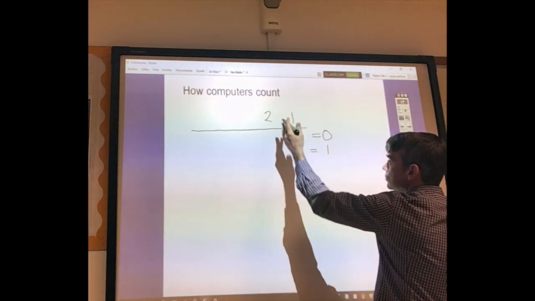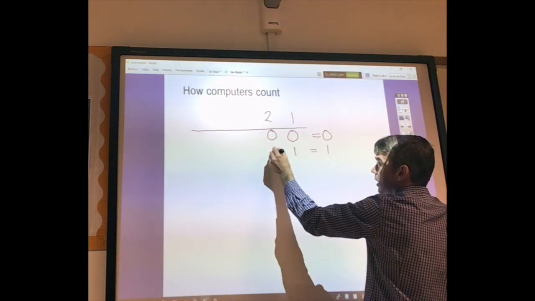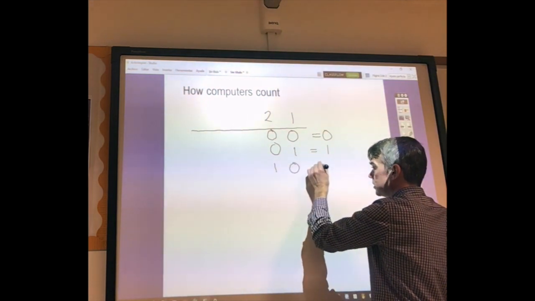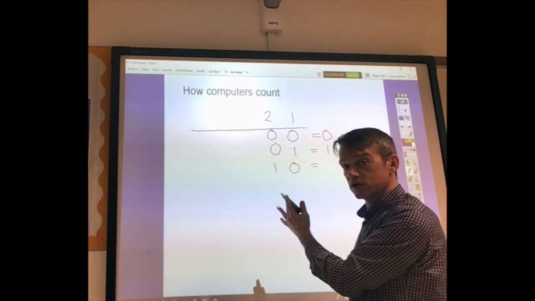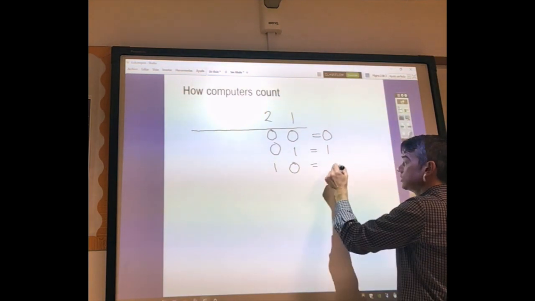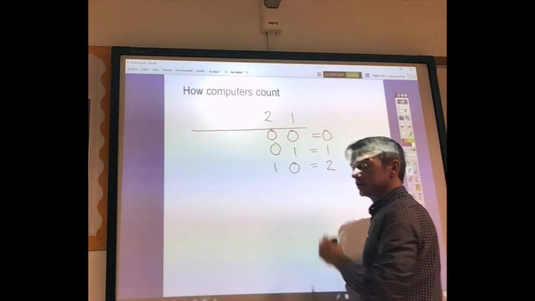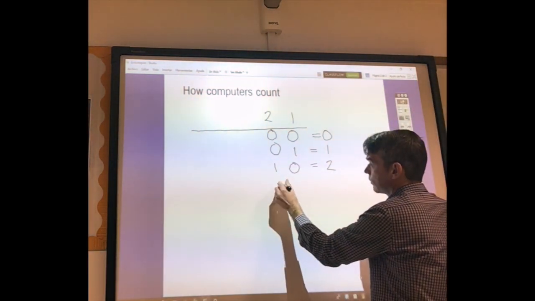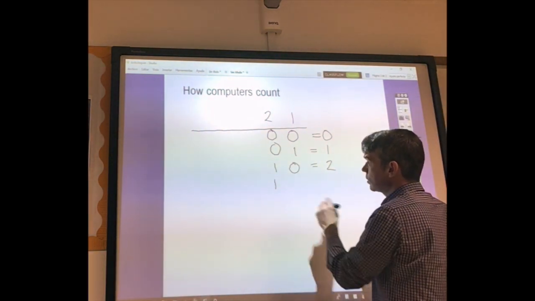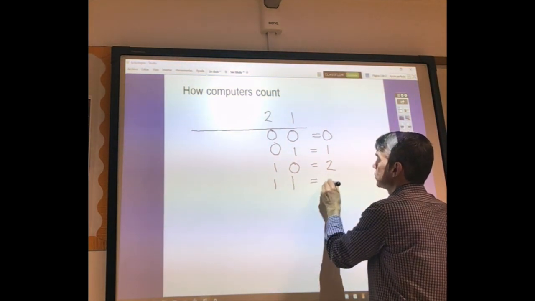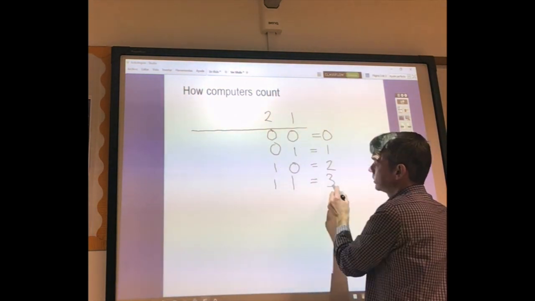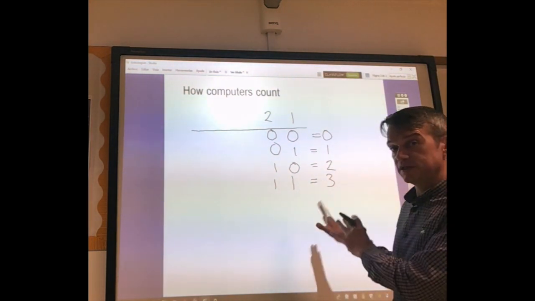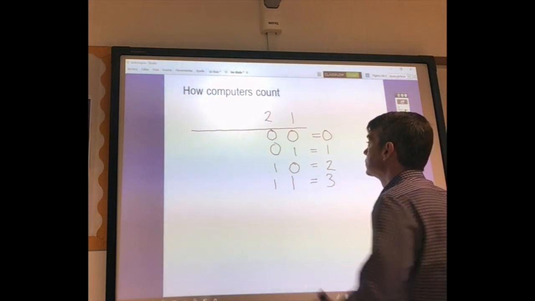So we have a 2 switch. Now for 0 and 1, of course, the 2 switch is off. To represent the number 2, our 2 switch is on and our 1 switch is off. To represent the number 3, we leave our 2 switch on and our 1 switch is switched on as well. 2 plus 1 gives us 3. Now we've run out of possible combinations, so we need another switch.